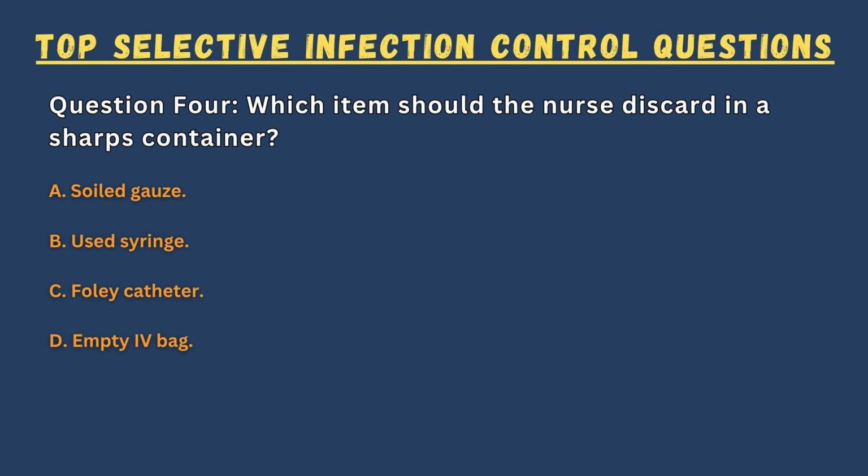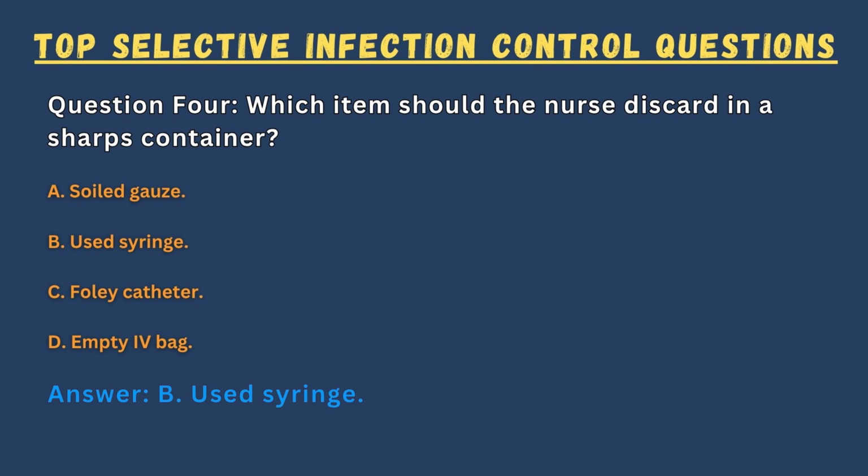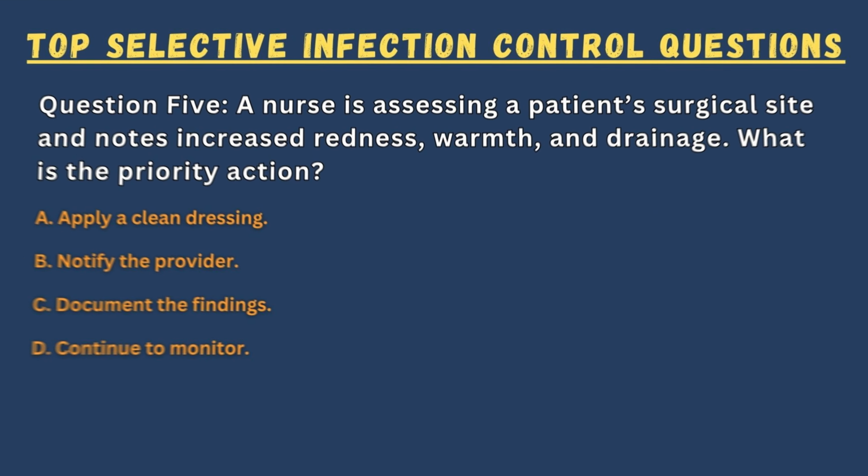Question 4. Which item should the nurse discard in a sharps container? A. Soiled gauze. B. Used syringe. C. Foley catheter. D. Empty IV bag. Answer. B. Used syringe.